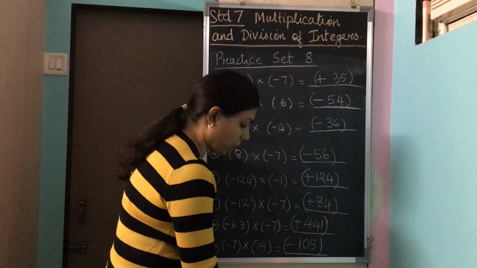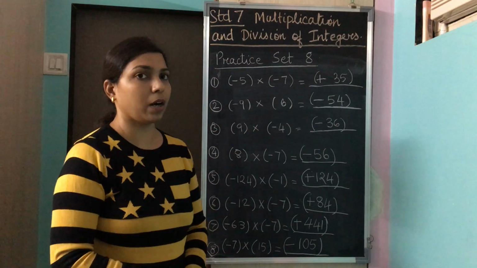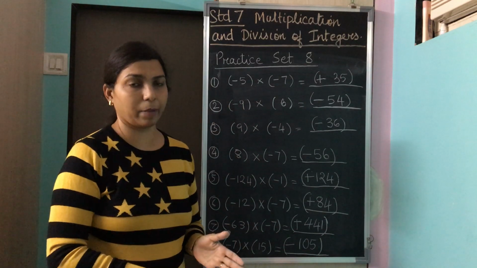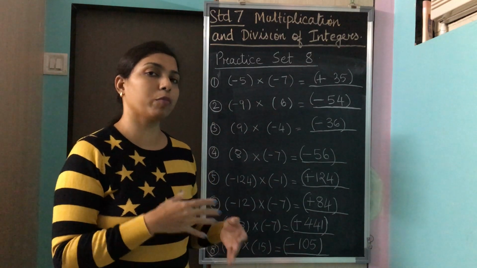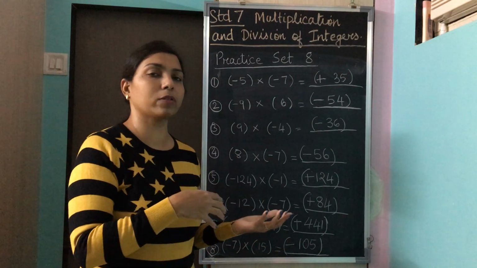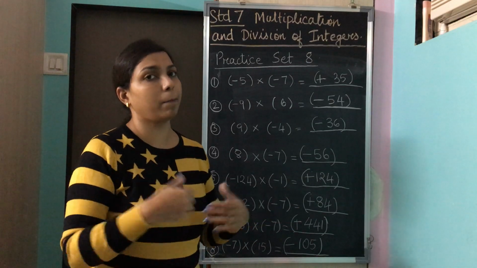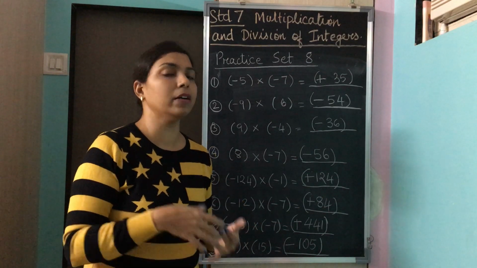Okay. So with this, students, I end the lecture for today. Please keep practicing the sums. Please go back to the rules and understand the rules. You can form your own sums and do the multiplication. You can take any positive number, any negative number, multiply them and follow the rules of multiplication of integers and find out the answers for it.